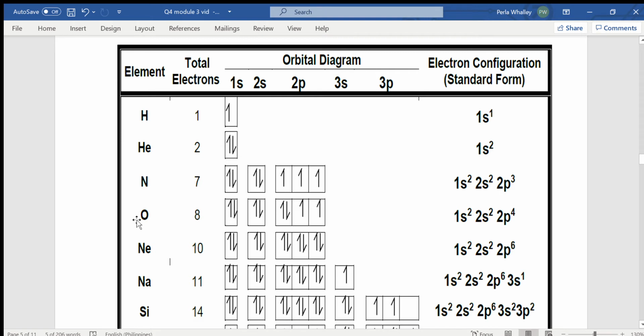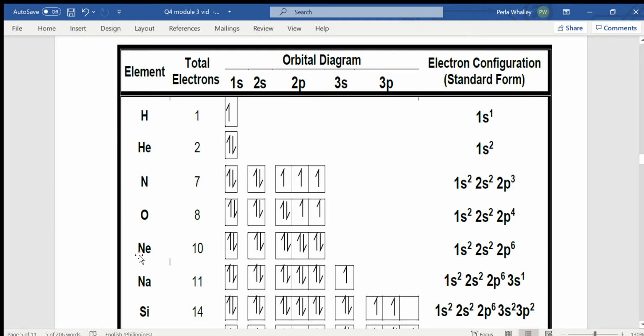For oxygen, 8. 1s2, 2s2, 2p4. For 1s we have 2, arrow up, arrow down. For 2s, arrow up, arrow down. For 2p, arrow up, arrow up, arrow up, and then it will pair, arrow down. Okay?